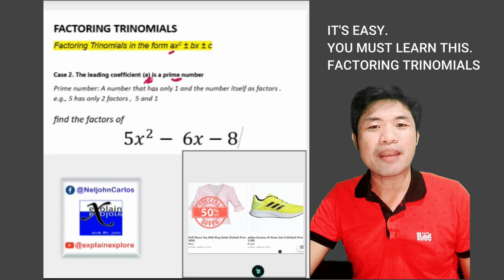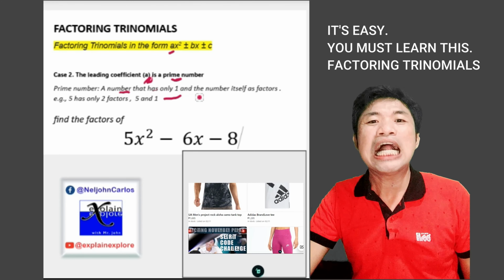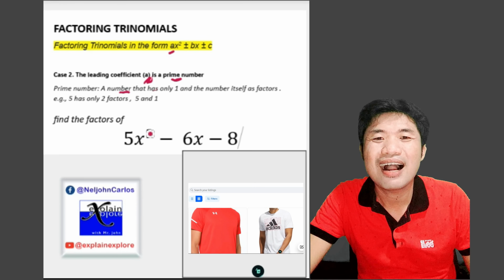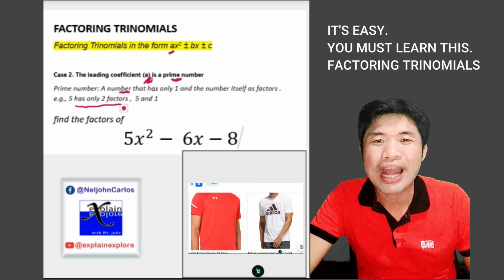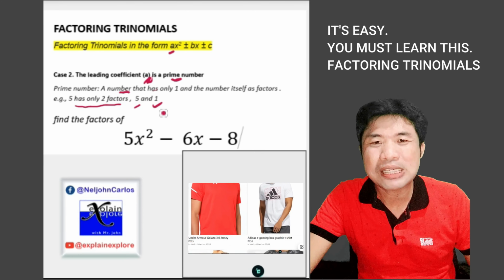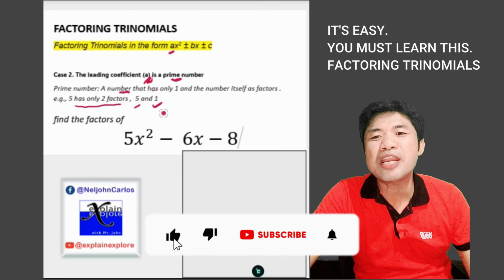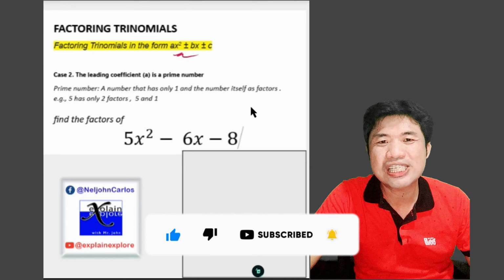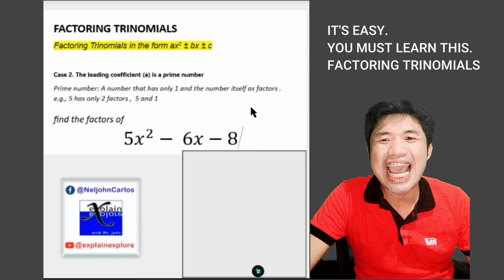Yun po natawag natin prime number. Dito sa case natin, basta yung leading term, leading coefficient, pag ang factors niya ay the number itself at saka 1, pasok siya dito sa case natin. Find the factors of 5x squared minus 6x minus 8.